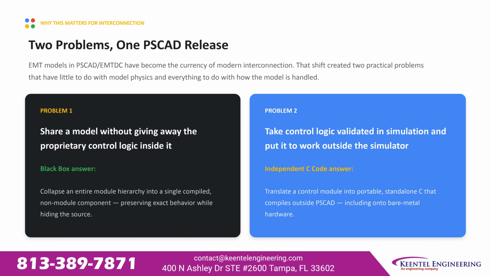Problem 2. You have validated control logic inside PSCAD that needs to run outside the simulator, on a hardware-in-the-loop test rig, an embedded controller, or a digital twin platform. The independent C-code feature solves this by translating a control module into portable standalone C-code that compiles and runs completely outside PSCAD, including on bare metal hardware.